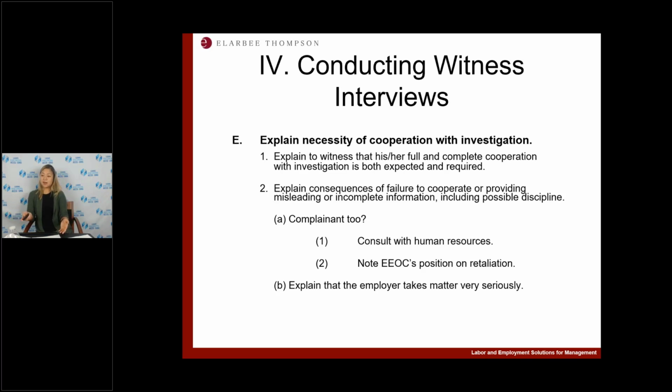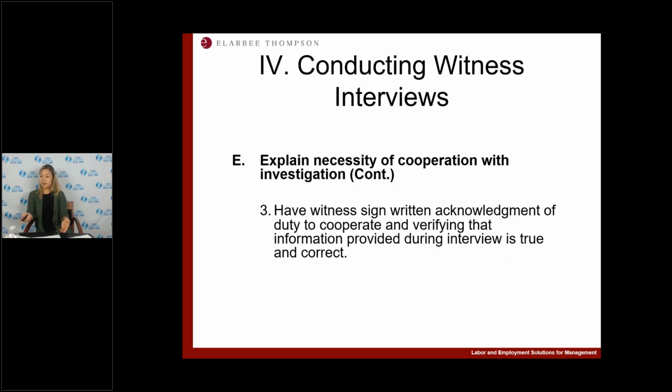You can also, one option is to have a witness sign a written acknowledgement of their duty to cooperate. That's in verifying that the information provided during the interview is true and correct. Whether that's necessary will depend on the investigation, but that's definitely an investigation technique and option, particularly if you're worried about someone not cooperating or not giving truthful answers.